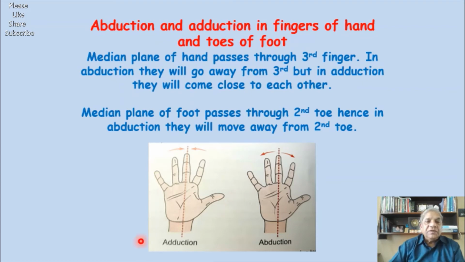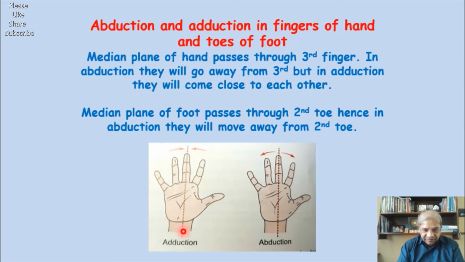So the ring finger and the little finger will go towards the median plane or towards the body, in anatomical position, and the index and the thumb will go away from the body. That means away from this median plane, but in relation to our whole body they will go to the lateral side. So these two fingers go medially, these two fingers go laterally, and the middle finger remains stationary at this point.